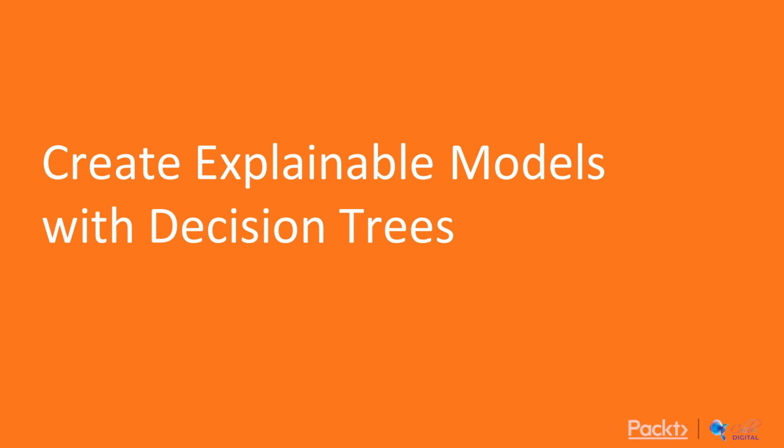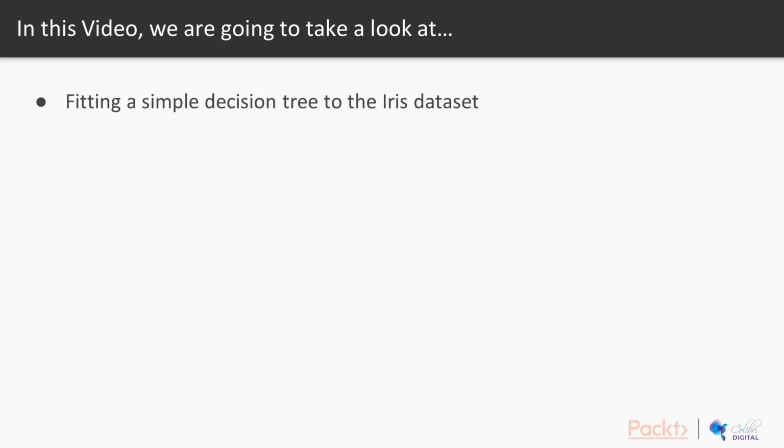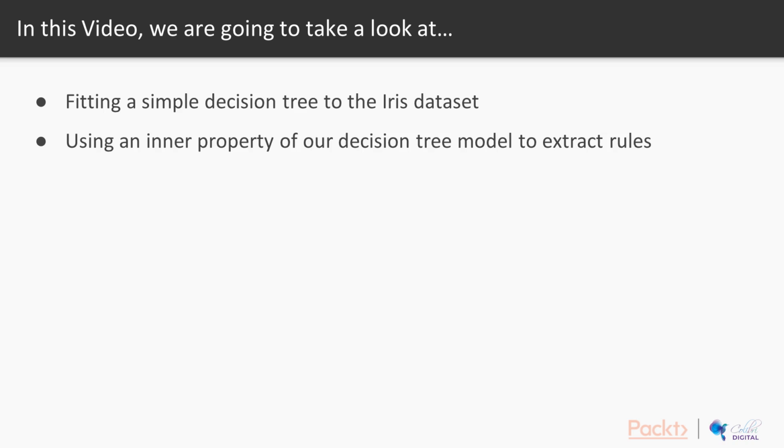In this video, I'm going to focus on creating explainable models with decision trees. To create decision trees and explain them, I'm going to show you how, number 1, we can fit a simple decision tree to the iris dataset. And then number 2, using an inner property of our decision tree model to extract some rules. Number 3, constructing a recursive visitor to the decision tree.